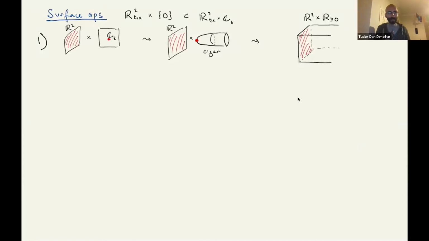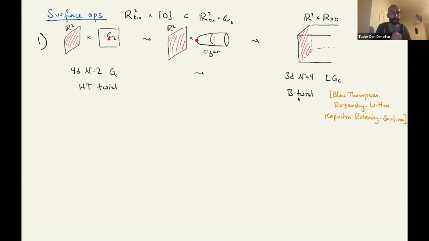So at the end of the day, let me say this in steps. Geometrically, if you ignore this circle in the cigar, you end up with a three-dimensional theory on a half space where the original surface operator has become a boundary of the 3D theory. The gauge group, however, is no longer just the group G, but rather the loop group. And in physical terms, one ends up with a 3D N=4 theory whose group is the loop group of the compact thing.